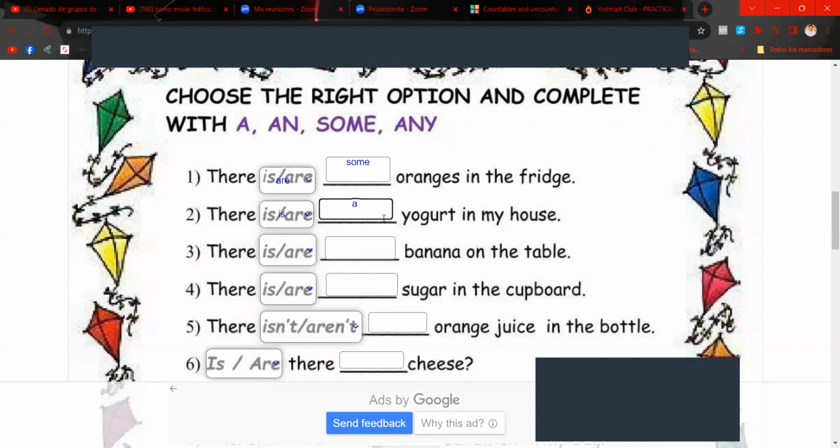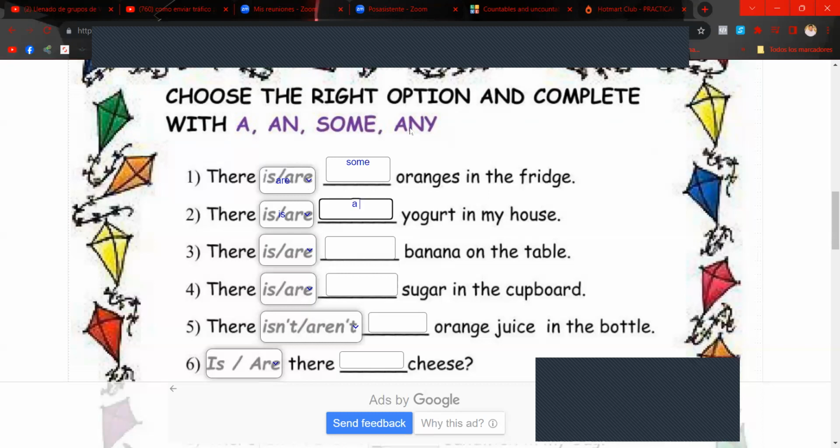Yogurt es uncountable. El yogur es un líquido, no se puede contar. Pero el a o el an sí se usan para contar. Cuando yo digo a, es uno. Cuando digo an, es uno. Yo digo, por ejemplo, una mesa, a table. Una manzana, an apple. O sea que utilizo el a o el an cuando son contables. Y cuando son incontables uso some para positivos y any para negar o para preguntar.